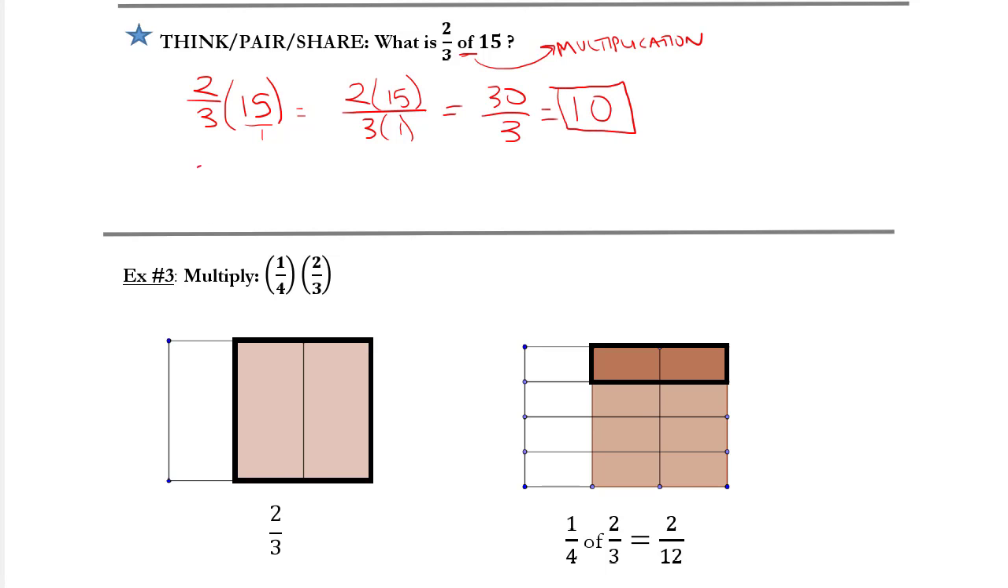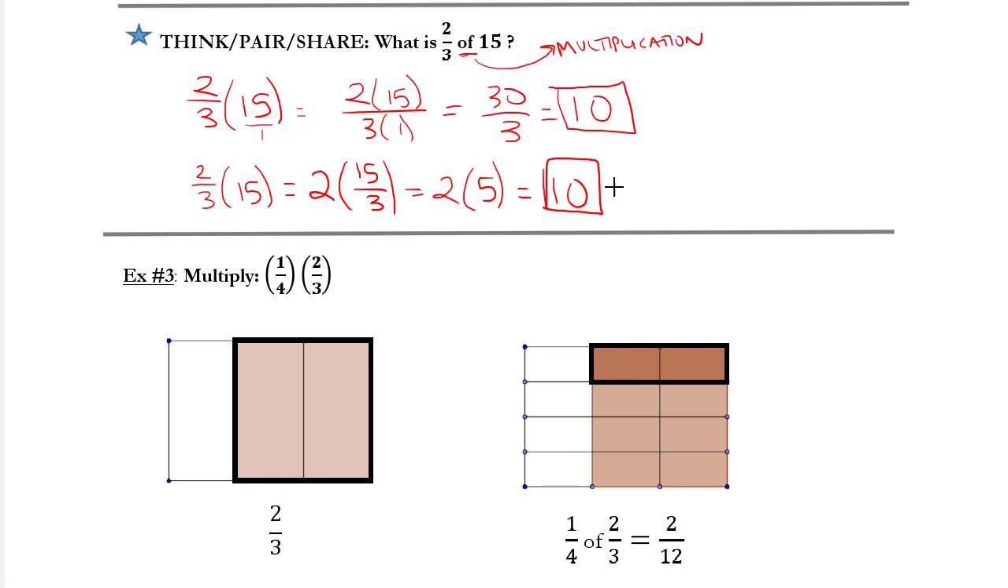I could also rewrite 2/3 of 15 as 2 times 15 over 3. This is the thirds part, there's the 15, and here's my 2. And 2 times 15 over 3, well, 15 over 3 is just 5. And again, we're going to end up with 10. So any way you manipulate this multiplication problem, we're going to end up with the same answer, 10.